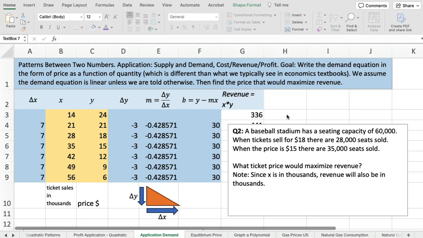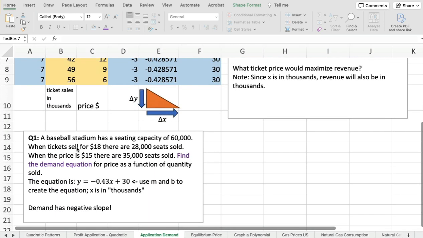We're going to study another application of quadratic functions. Sometimes the application is not all that obvious. We're going to return to our baseball stadium where we have a seating capacity of 60,000. When tickets sell for $18, there are 28,000 seats sold. When the price is $15, there are 35,000 seats sold. This problem should look familiar. It was handled in a previous video.